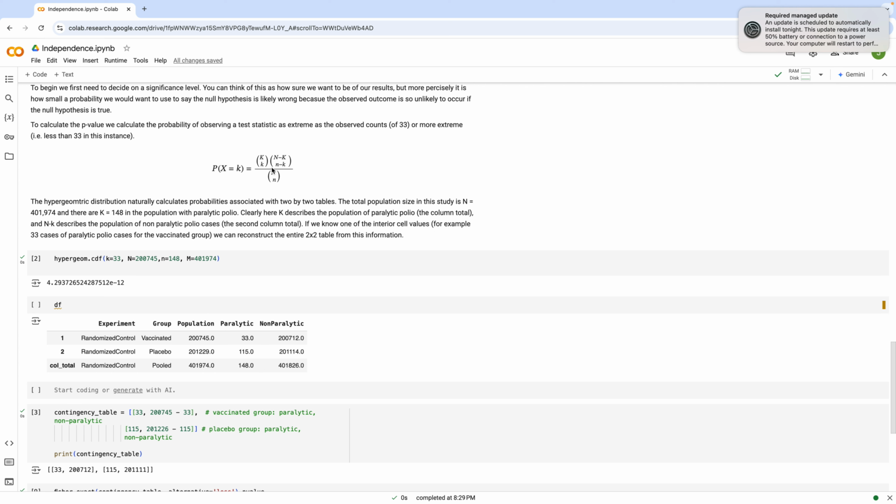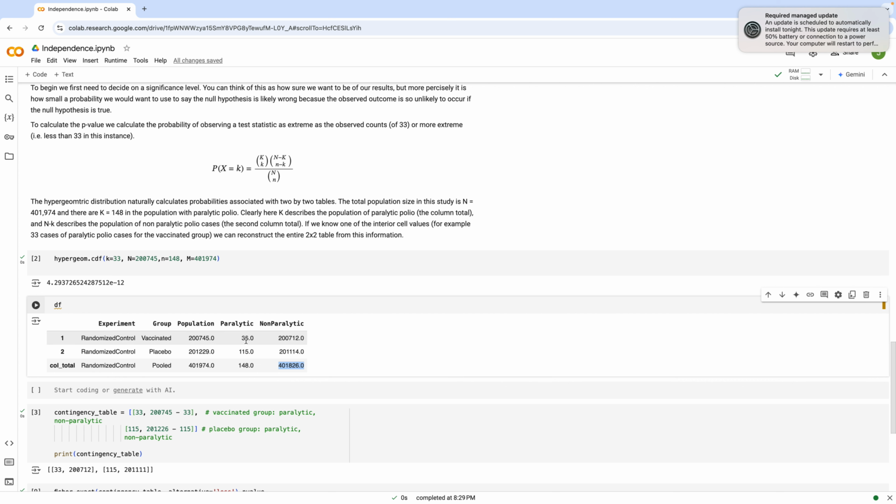Now, this hypergeometric distribution naturally calculates probabilities of 2 by 2 tables. In this example, our sample size is roughly 400,000, and the exact value is listed there in the text. In this population, there are 148 individuals with paralytic polio. Now we're randomly assigning individuals, half to the vaccinated and half to the placebo, roughly. This value minus this value gives us that value, the non-paralytic group.